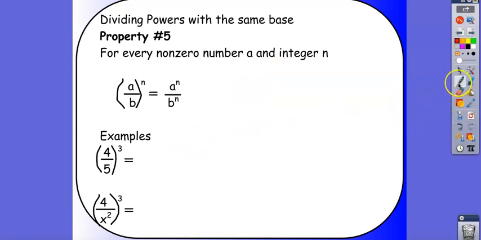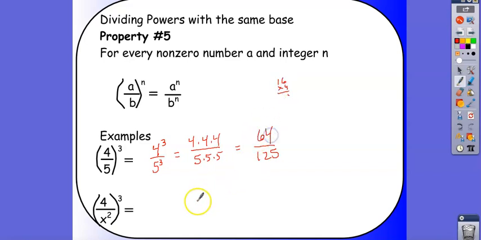Okay, so let's do some examples with this one. I have 4/5 to the 3rd power. That's the same thing as 4 cubed over 5 cubed. So I've got 4 times 4 times 4 over 5 times 5 times 5. I got 125. 4 times 4 is 16. 16 times 4 is what, 64? Yep, 64. Okay.